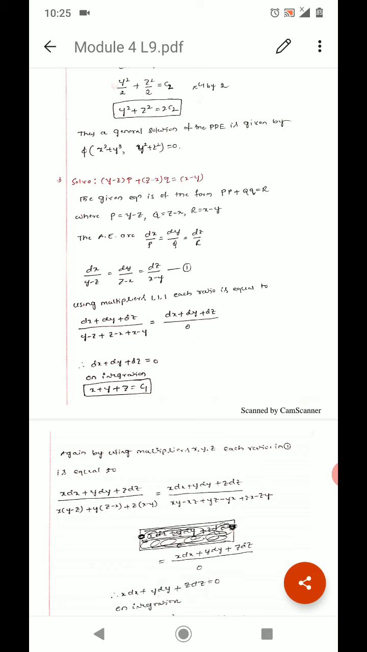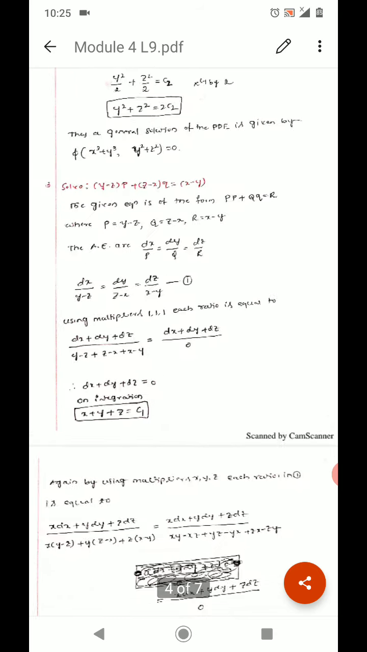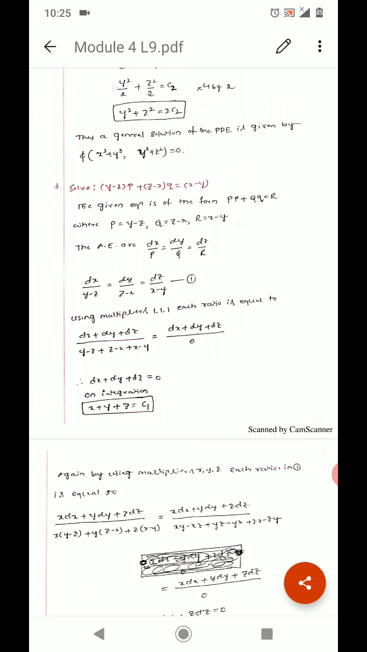So next problem is y minus z into p plus z minus x into q, which is equal to x minus y. So this is already in standard form, Pp plus Qq is equal to R, where capital P is equal to y minus z and capital Q is equal to z minus x and capital R is equal to x minus y. Therefore the auxiliary equations are dx by y minus z, which is equal to dy by z minus x, which is equal to dz by x minus y.